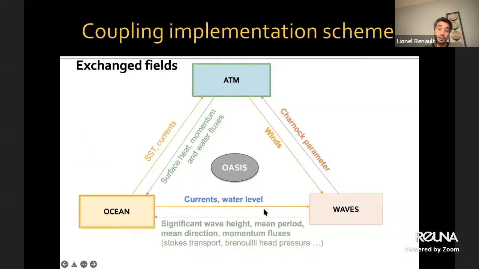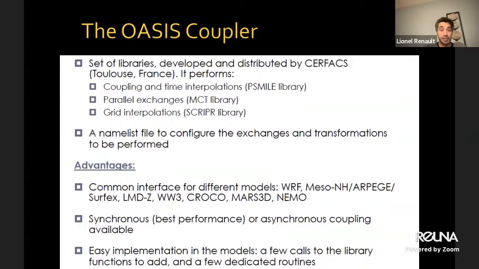So all the coupling is done through OASIS MCT. Basically, that's a coupler that will allow you to interpolate, for example, the ocean grid to the atmospheric grid, to do some averaging, and it has many options, and it's very fast, so it's very efficient.